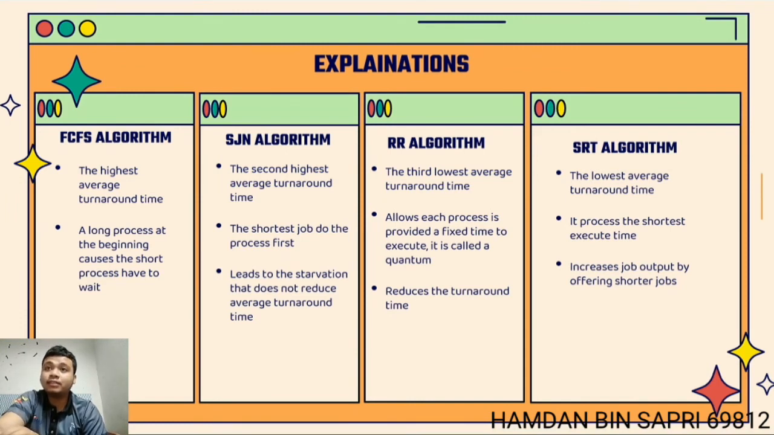Okay, for the lowest average turnaround time, which is shortest remaining time, it processes the shortest execute time. This increases job output by offering shorter jobs which must be executed first, which have a shorter turnaround time. So in conclusion, shortest remaining time is the best process scheduling algorithm in terms of turnaround time compared to another because it has the lowest average turnaround time.